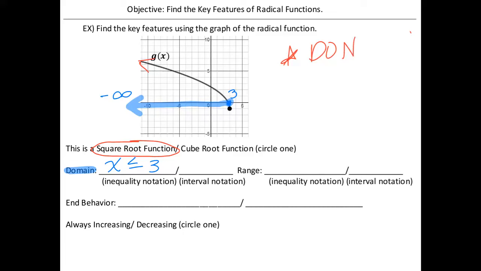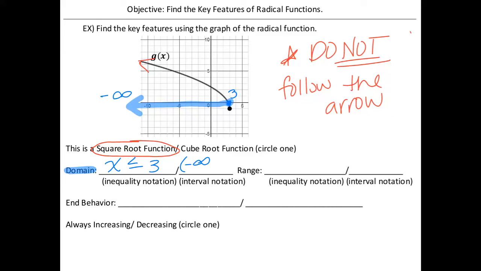Do not follow the arrow. You always go from least to greatest. So go from left to right or bottom to top. Okay? So on the left side is negative infinity to 3. Negative infinity has a parenthesis because we never reach infinity. And we go to 3, and you can equal 3, so you put a bracket at the end there. But if it goes to the right side, then 3 would be the one in the bracket.